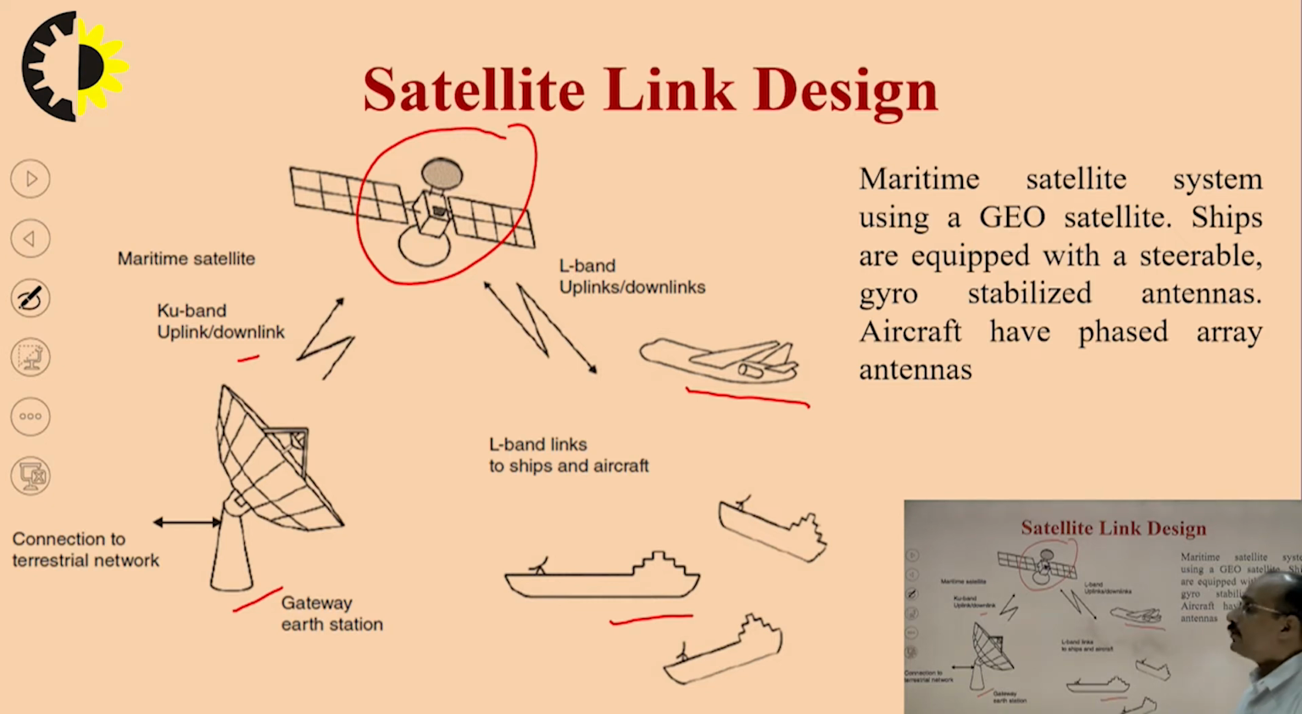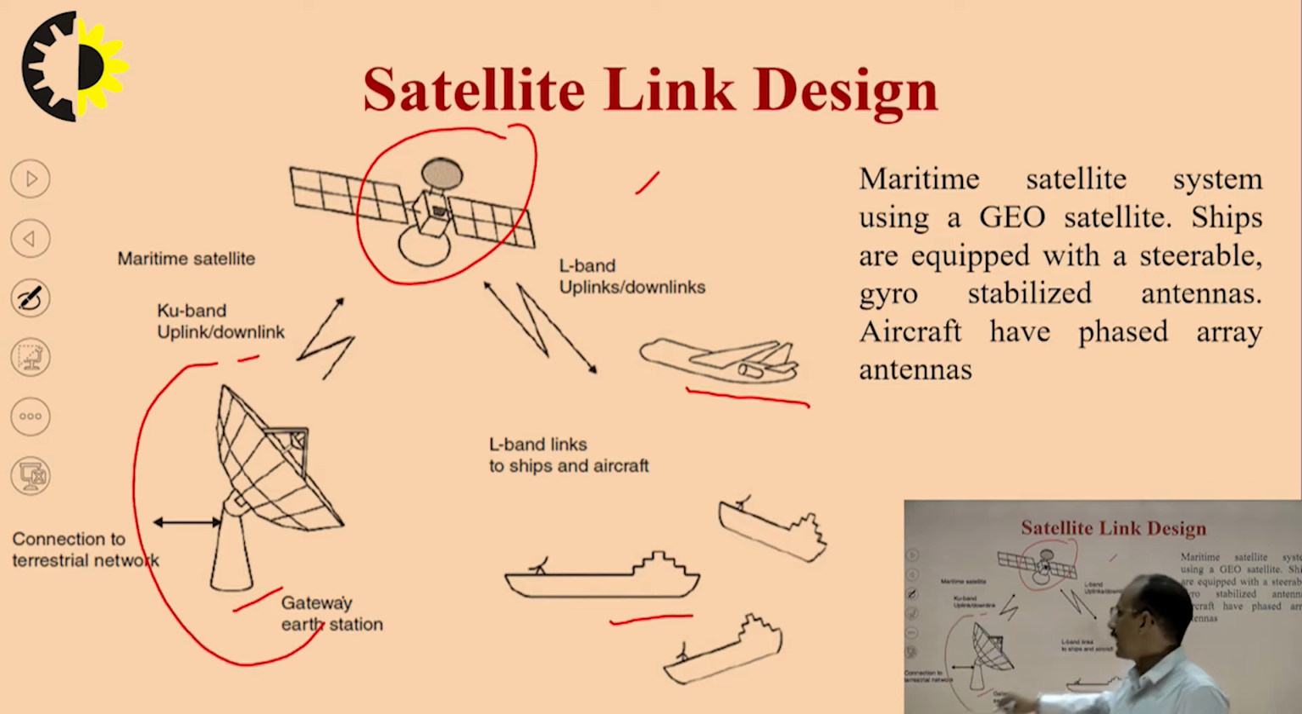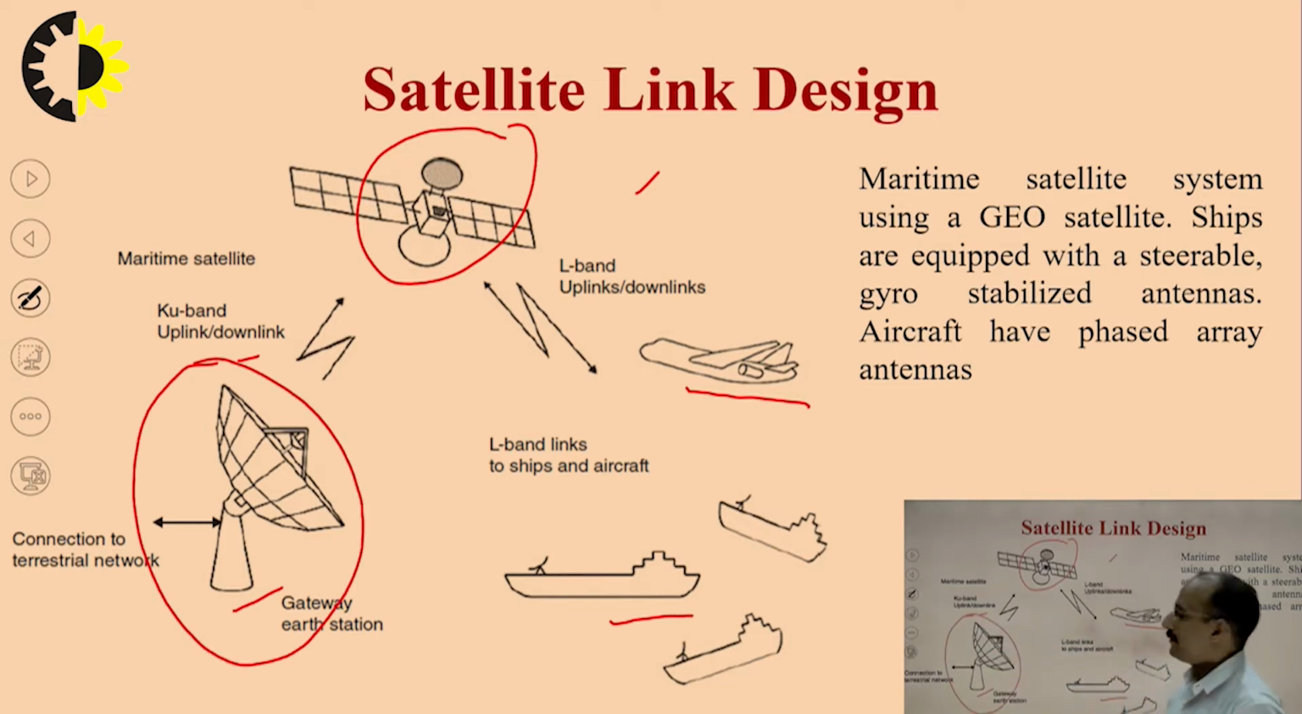Now you are going to design the same system. If your objective is to create a maritime navigation system, then first of all you need a maritime geostationary satellite or something else. That satellite uses Ku band to connect with the earth station. You are also going to design the earth station with respect to that. Similarly, you are using L band for uplink and downlink.